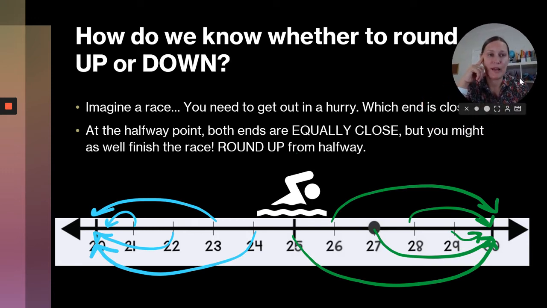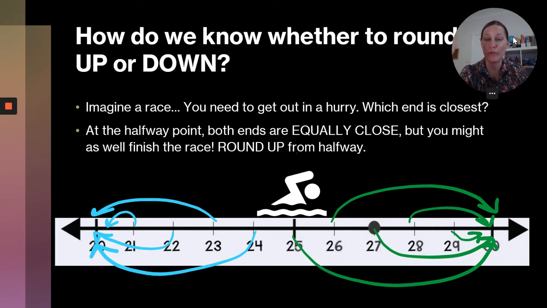Now, when I ask students to think about whether or not we should move from, if we get to the halfway mark, whether we should move on or go back, I want you to imagine a race. Okay, how do we know whether we're rounding up or down? We now know which number we're looking at to help us make that decision. We know what our answer should look like with a 0 on it. But how do we know where we go? Well, I jump into the pool and I'm in a race. I need to get out in a hurry though.